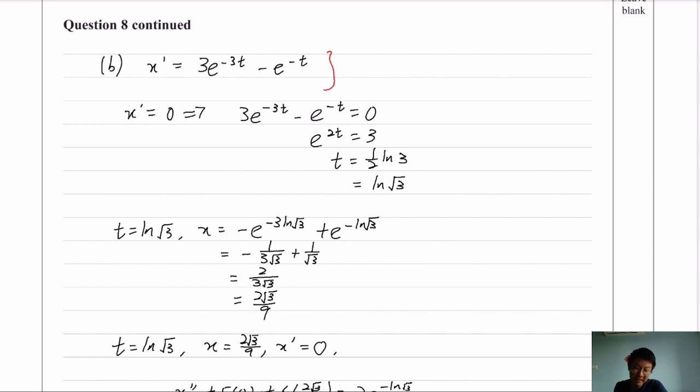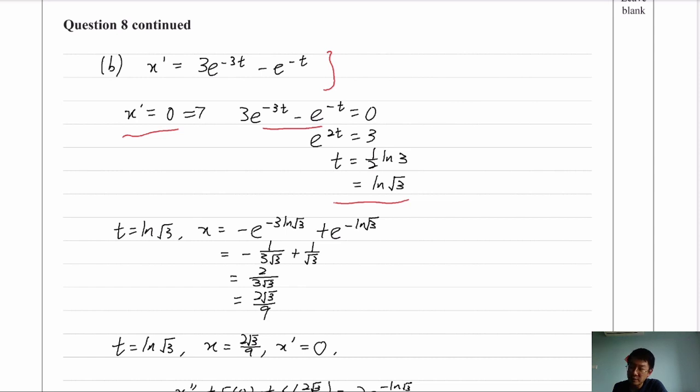Okay, so basically next what we need to do is solve for dx/dt equal to 0. Work with the exponent term, and we will have t equal to half ln 3, or if you want, we can write that as ln of root 3. Okay, so this is the t when we have the maximum or the minimum.